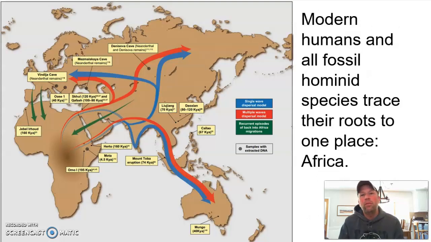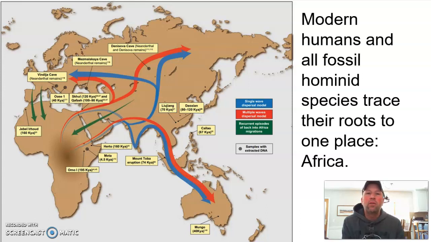The other thing we know from the evidence is that if we look at modern humans and all of our ancestors, they all trace their roots back to one place. And that's basically Eastern Africa, some different areas of Africa where we find different fossils of human ancestors, but really all tracing back to Africa. And that's interesting because, of course, then we could look at how did humans spread from Africa, this environment in which they evolved, to all of these other places, and how did they change as they moved to other places around the world.